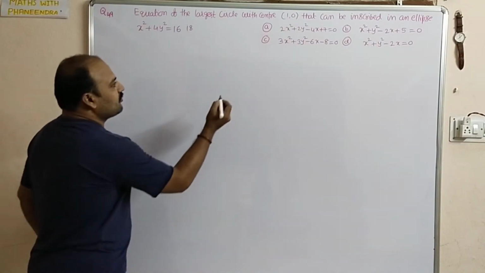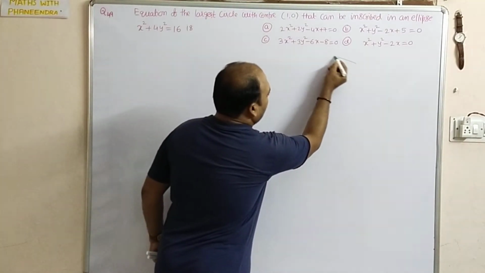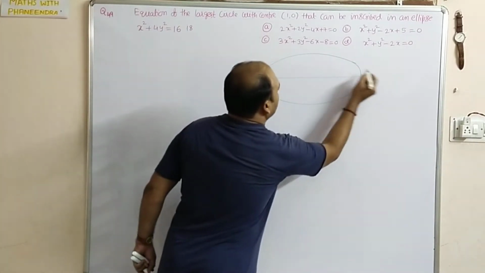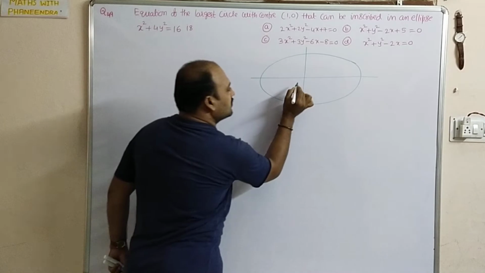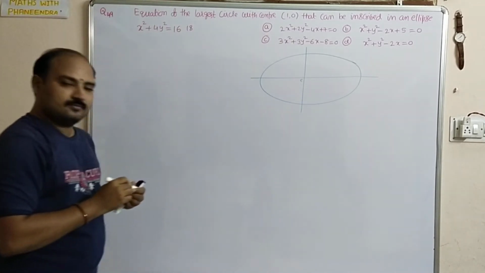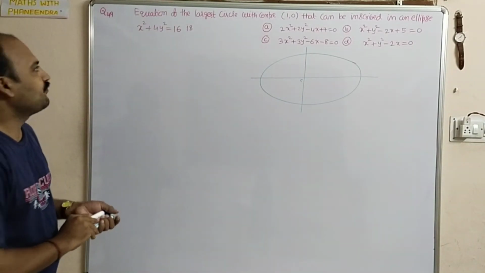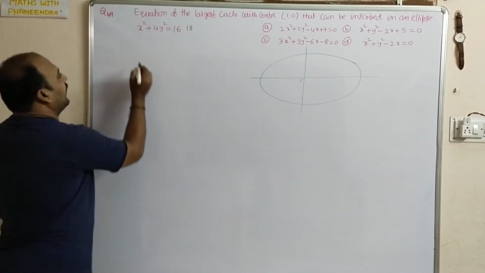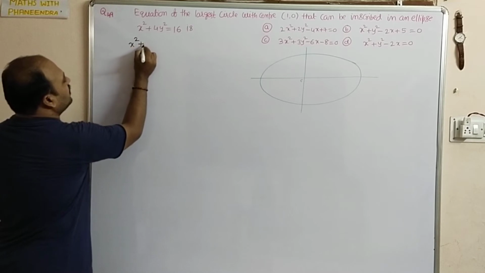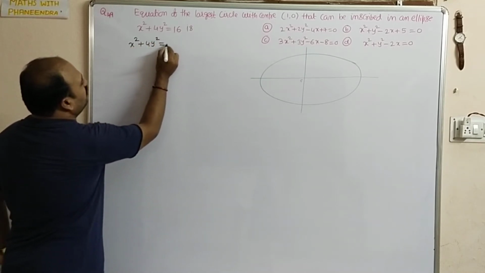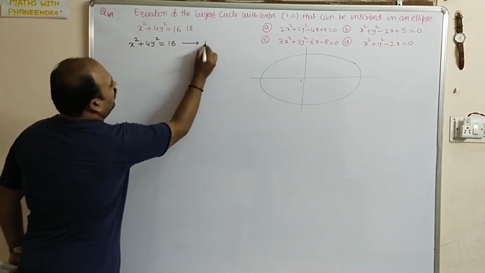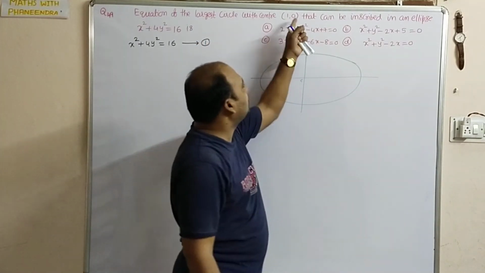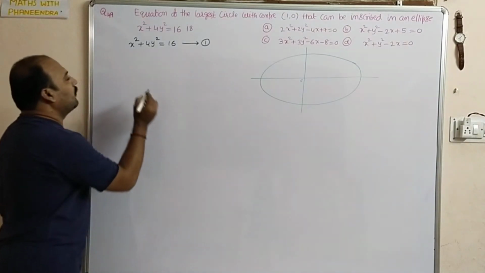See here, this is the ellipse figure. This is the center of the ellipse, obviously (0, 0). This is the given equation of the ellipse: x square plus 4y square is equal to 16. Keep that as equation number 1. And the required equation of the circle has the center (1, 0).